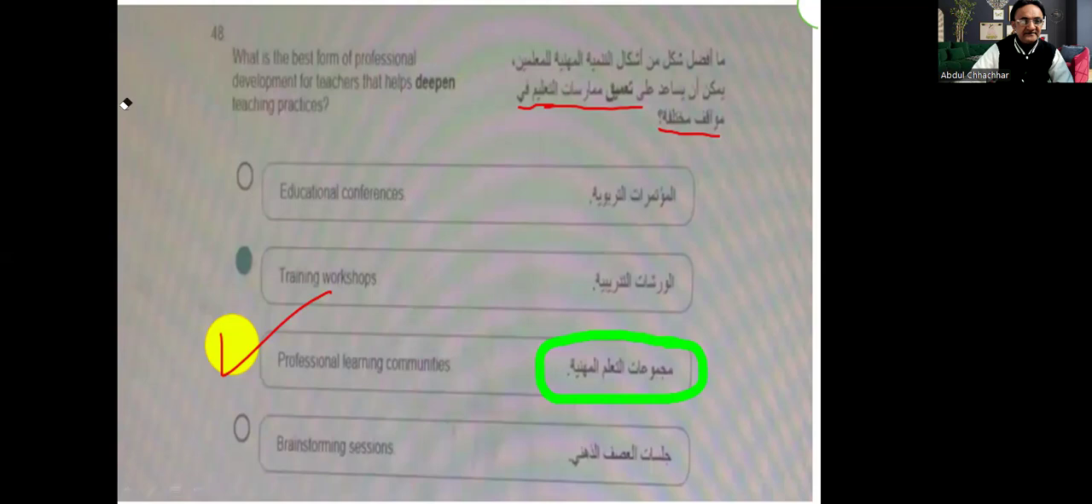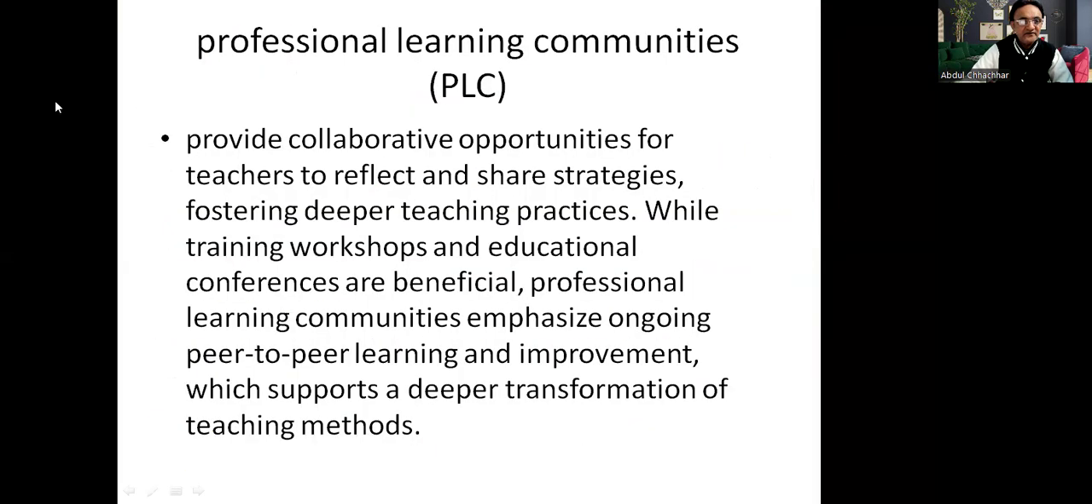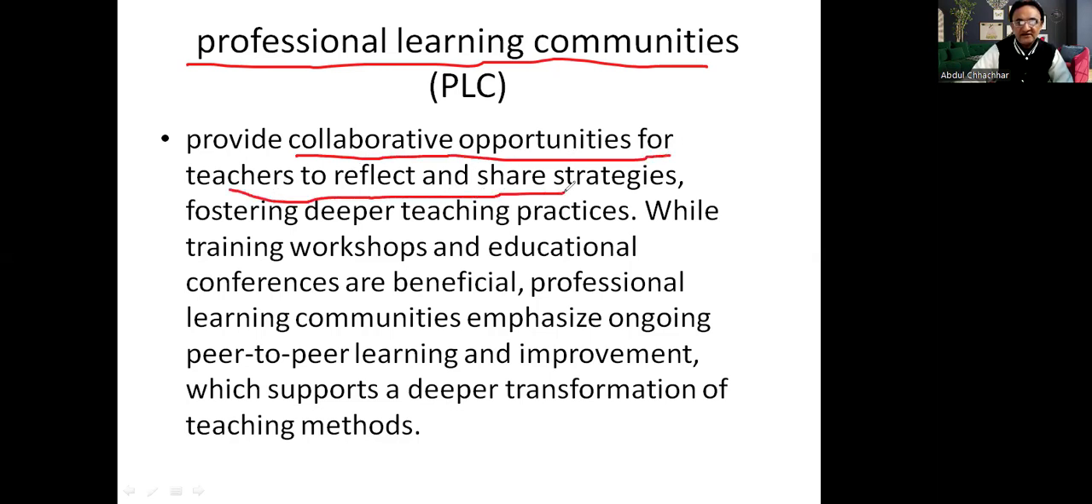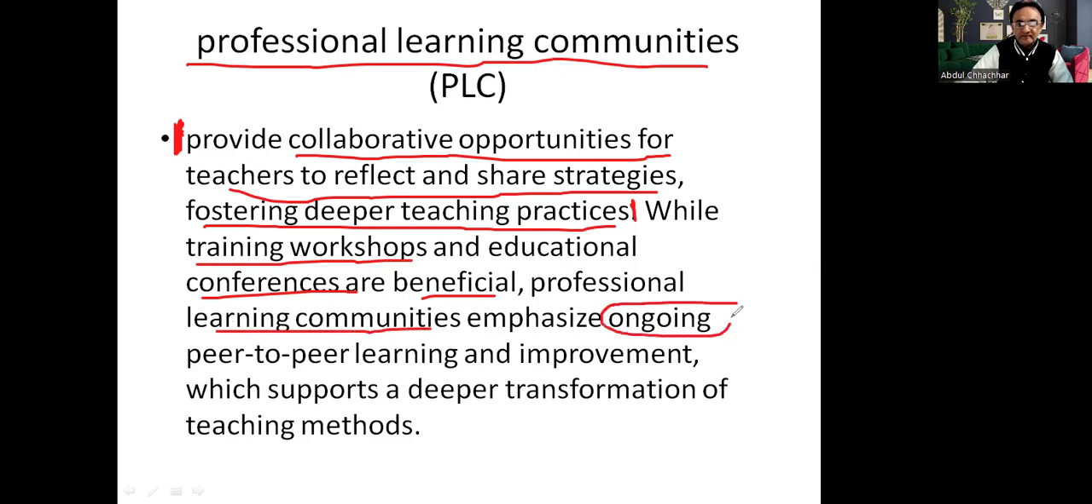So, these are the professional learning communities we call PLC. They provide collaborative opportunities for teachers to reflect and share strategies, fostering deeper teaching practices. Collaborative means they can create an interdepartment group of teachers. While workshops and educational conferences are beneficial, professional learning communities emphasize ongoing peer-to-peer learning and improvement, which supports deeper transformation of the teaching method.